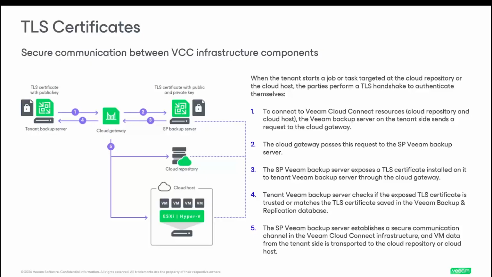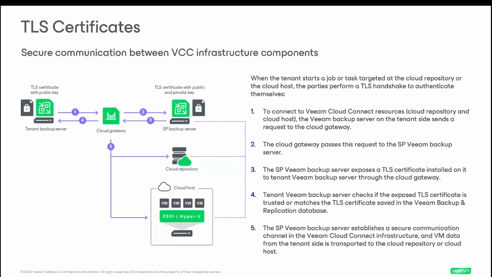To connect to the Cloud Connect resources, the backup server on the tenant side sends a request to the Cloud Gateway. Next, the Cloud Gateway passes this request to the service provider backup server. Next, the service provider backup server exposes the TLS certificate installed on the VBR server to the tenant VBR server through the Cloud Gateway.